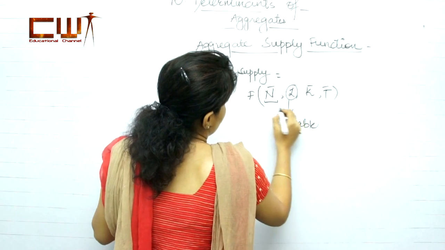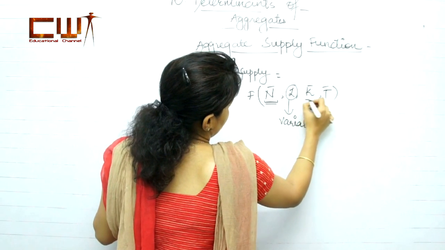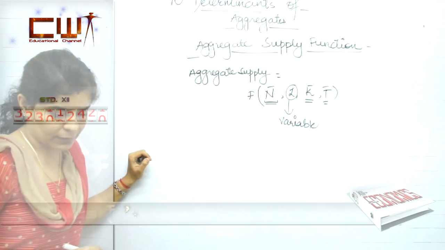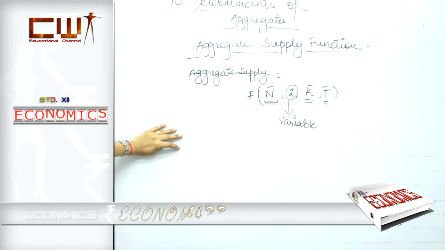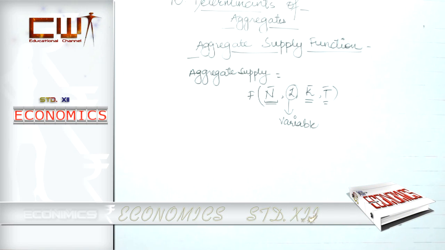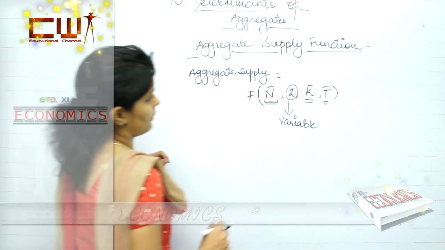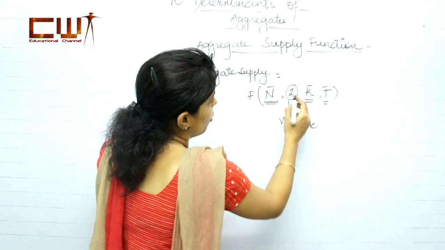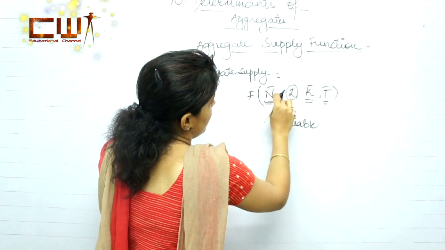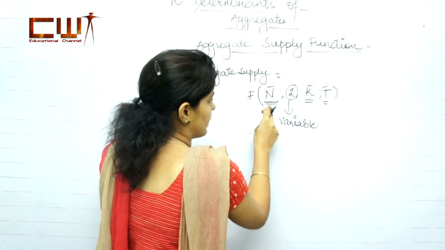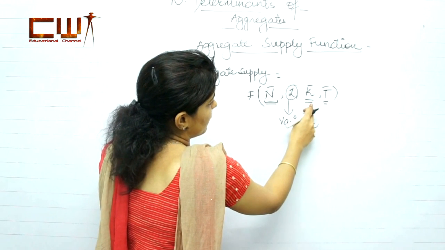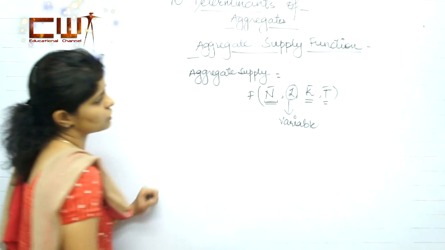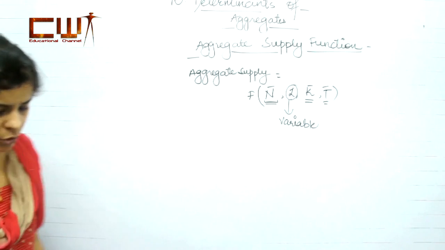It can be changed. But natural resources, K is the capital, and T is the technology, the state of technology. They all remain constant. Right? Such factors remain constant in the short run. The level of output depends upon the level of employment. Right? So we have already studied that the supply function depends on the level of employment. Who are employed? The labor is employed. So there is no bar on L. N means natural resources or raw materials, that remains constant in the short run. K is the capital, remains constant, and T is the technology, that remains constant in the short run. So this is the function of aggregate supply.